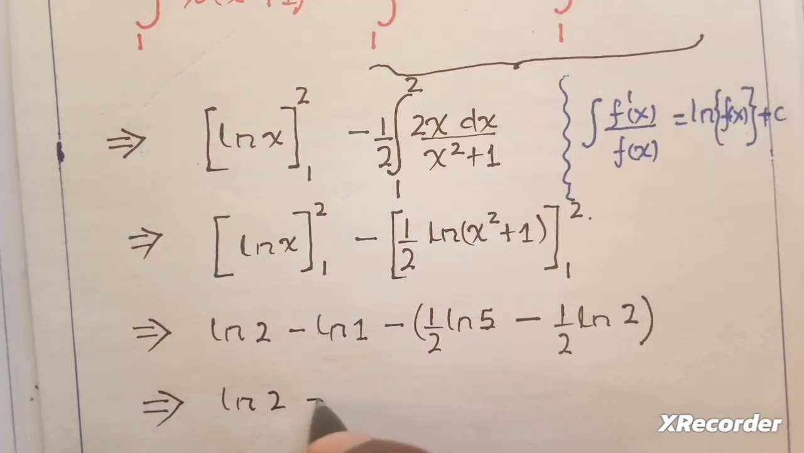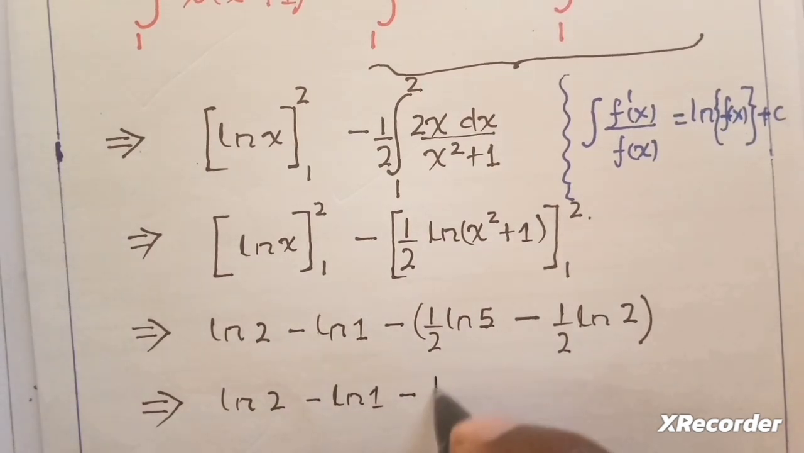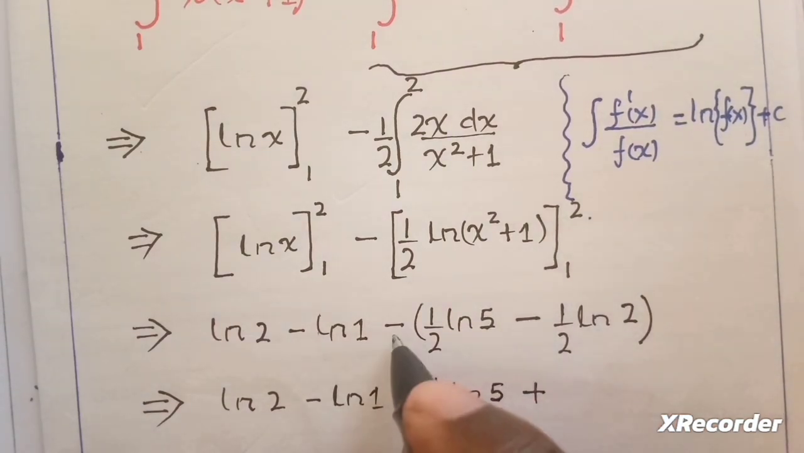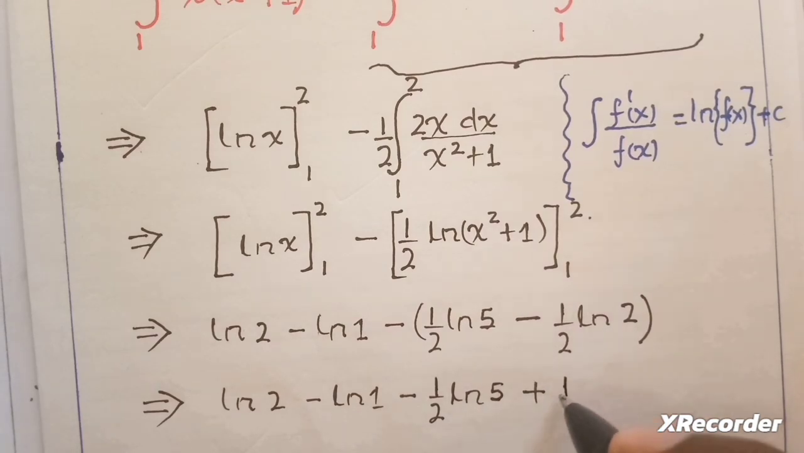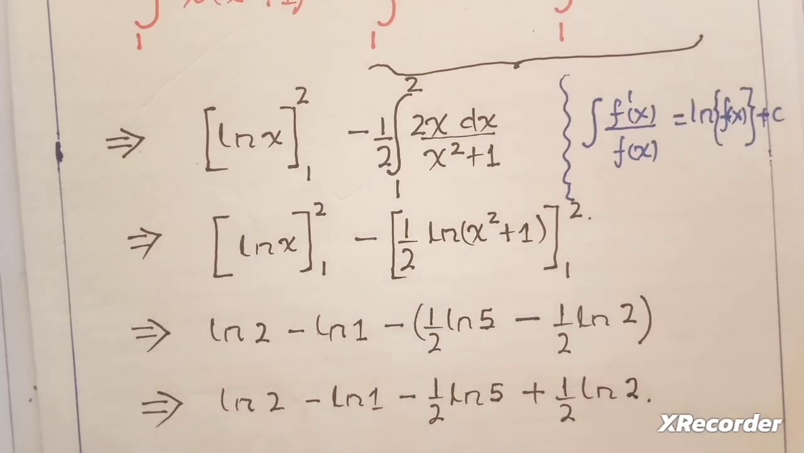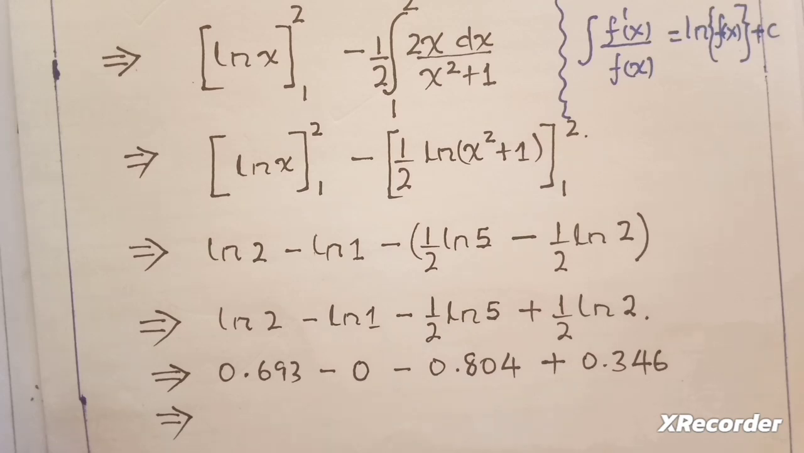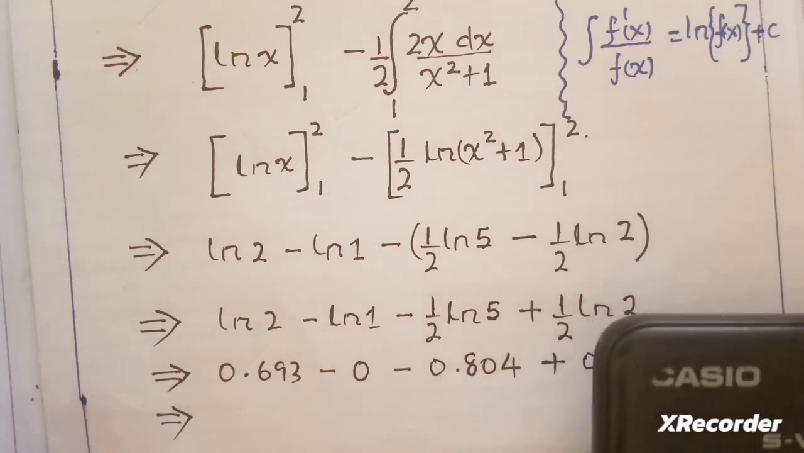So finally, guys, we shall have something like this: ln2 minus ln1 minus ln5 plus, because this is minus and minus, ln2. So I can evaluate this figure offline and then I can come back to you. So guys, these are the values I have found after the calculations using the calculators. So now we have to add them up and see what we get.